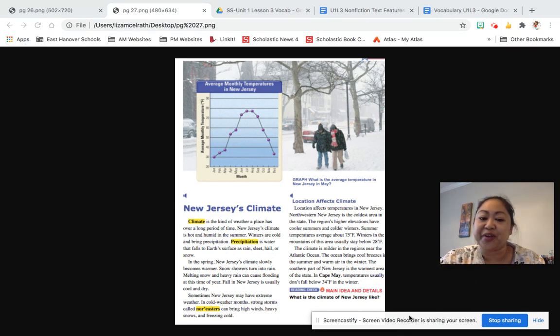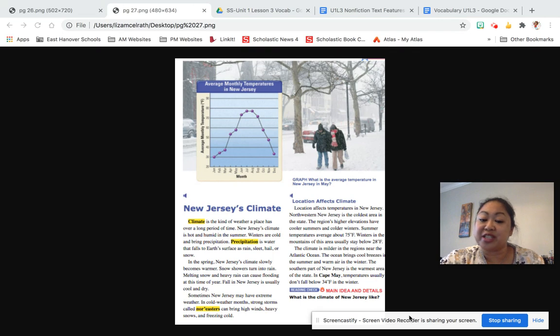Climate is the kind of weather a place has over a long period of time. New Jersey's climate is hot and humid in the summer, and winters are cold and bring precipitation. So that means a climate could change, right, over a long period of time. So certain times of the year, it could be hot and humid, and certain times of the year in New Jersey, it could bring some precipitation and be cold. What is precipitation again? It's water that falls to the Earth's surface as rain, sleet, hail, or snow.